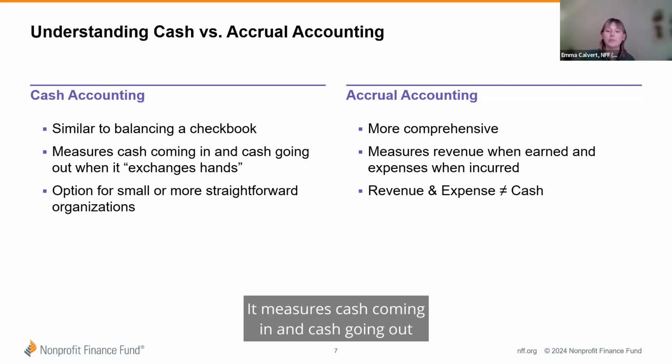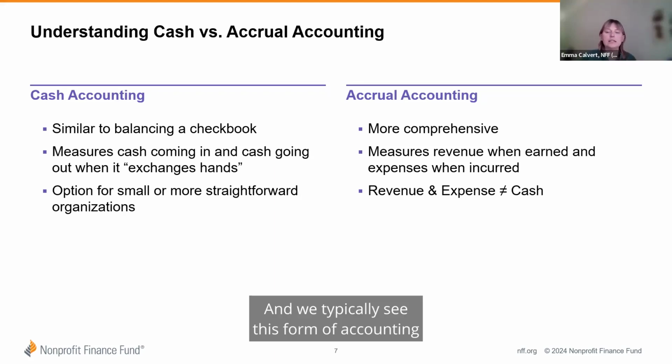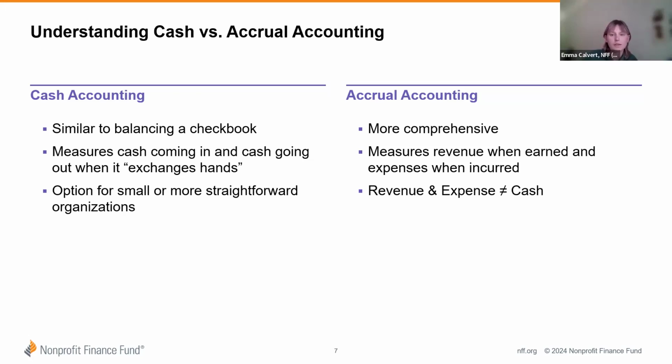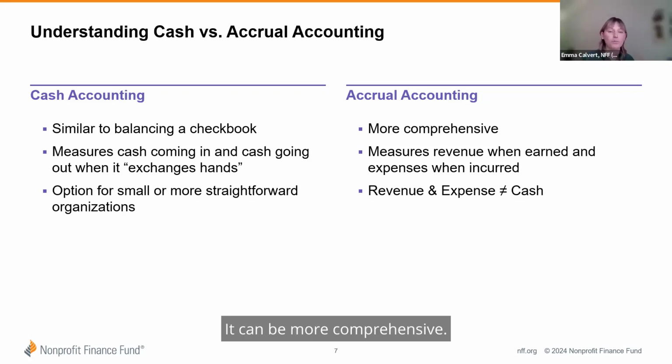It measures cash coming in and cash going out as it's received or spent in real time, as reflected in the bank account. And we typically see this form of accounting in smaller, maybe younger organizations. And accrual accounting, on the other hand, is more nuanced. It can be more comprehensive. It measures revenue when it's earned and expenses when it's incurred.